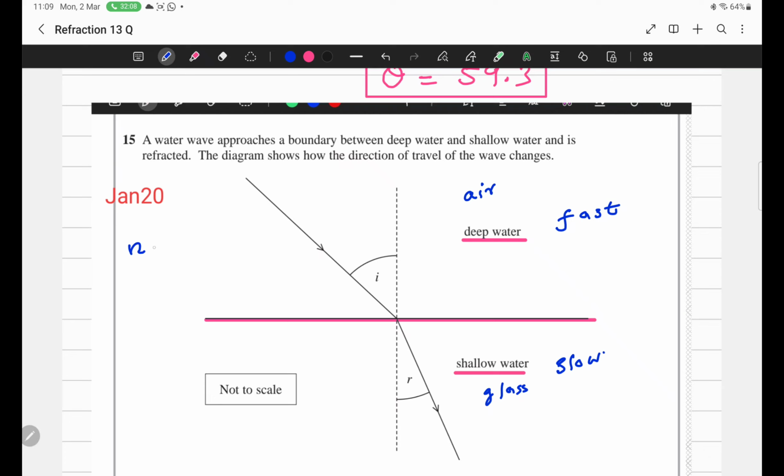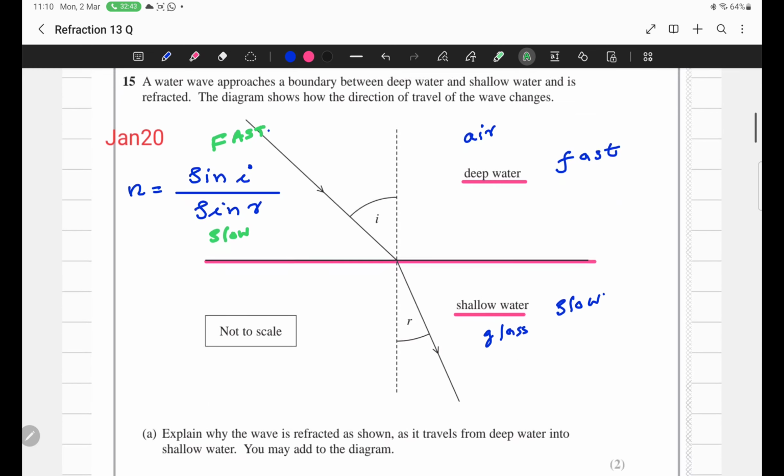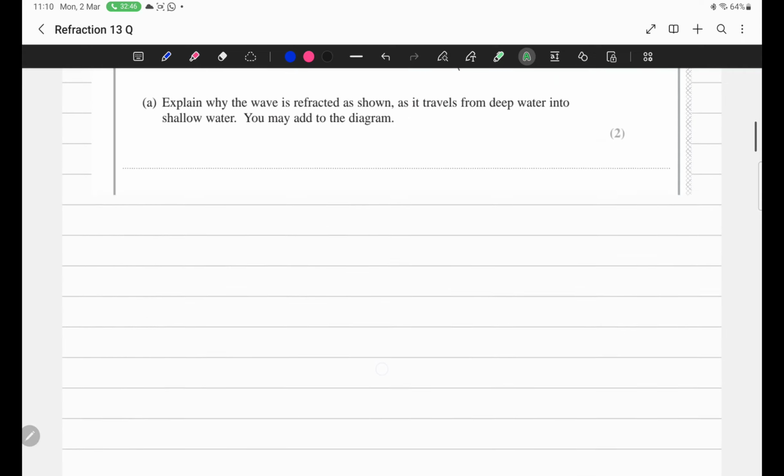If I ask you what is the equation of refractive index, it will be sine I divided by sine R. Sine I in air, sine R in glass, or in easy wording, as I said earlier, always the fast medium in the numerator and the slow medium in the denominator. So the equation is n equals sine I upon sine r.